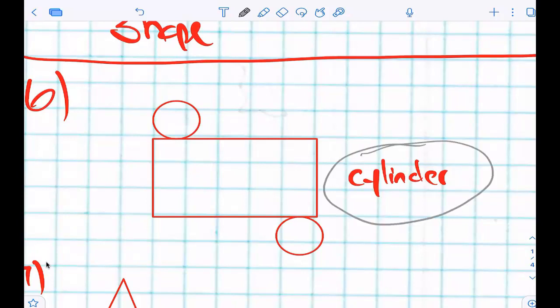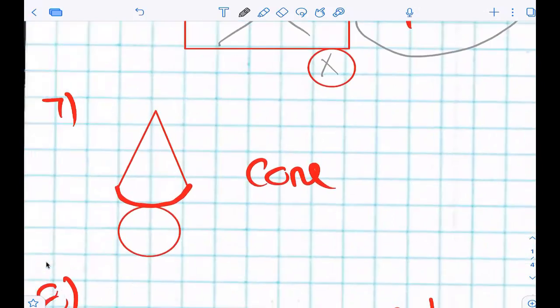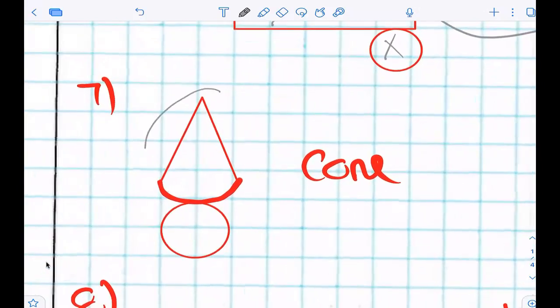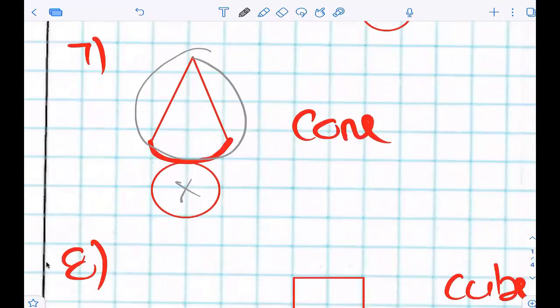Cylinder. A cylinder is made up of a rectangle and two circles. So if I folded that rectangle into a round shape, a round tube, and then put the circles on top and the bottom, we would have a cylinder, right? Yes. This is a cone, right? Yes. If I folded this into a 3D shape and capped it with my circle, I would have a cone.